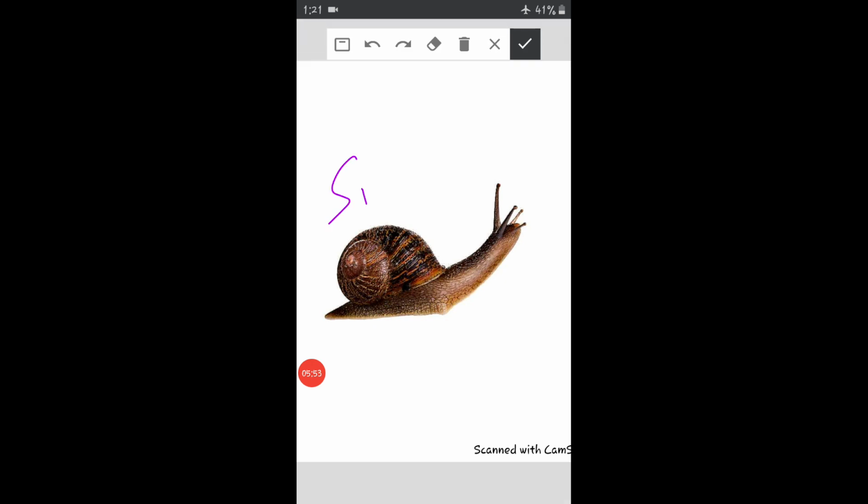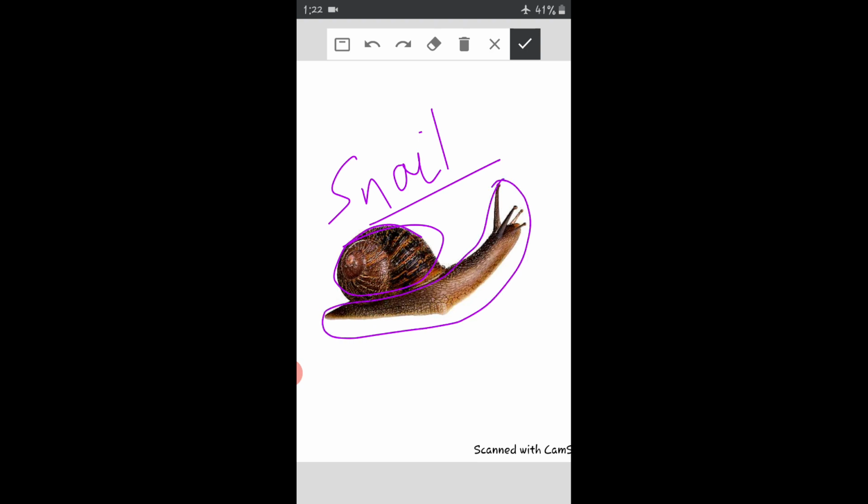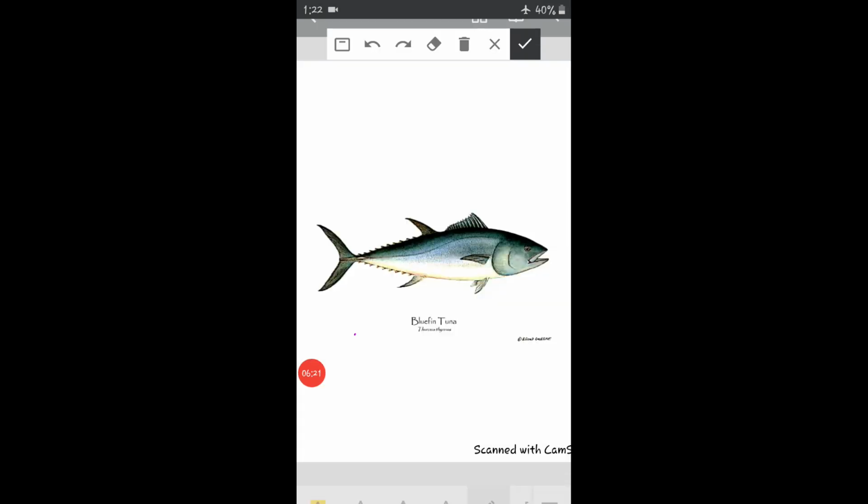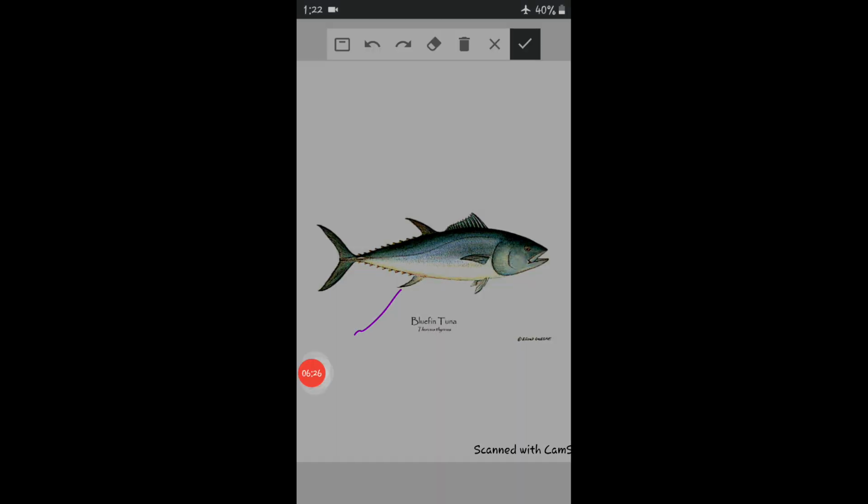This is a snail. You must have seen it. This is the hard shell of the snail, and this is the soft body of the snail which lives inside the shell. The snail protects its soft body by keeping it under this shell. This is a kind of tuna fish, a fish smaller than a dolphin.